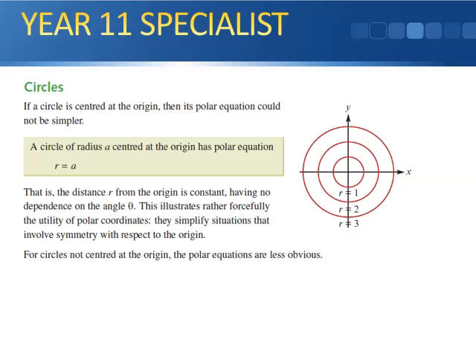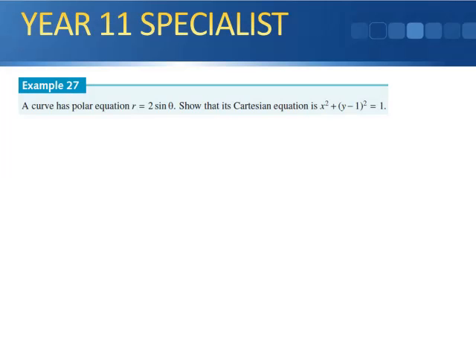Circle. Now circle is going to have concentric ones coming out. A circle of radius a centered at the origin has polar equation r equals a. So very important. For circles not centered at the origin, the polar equations are less obvious, so we can't really say that one. Example 27 says the curve has polar equation r equals 2 sine theta. Show that its Cartesian equation is that.